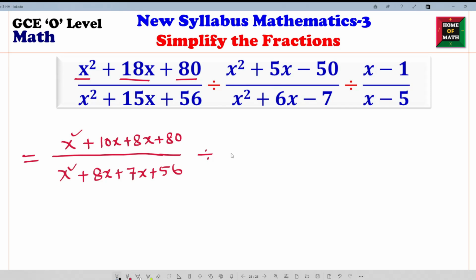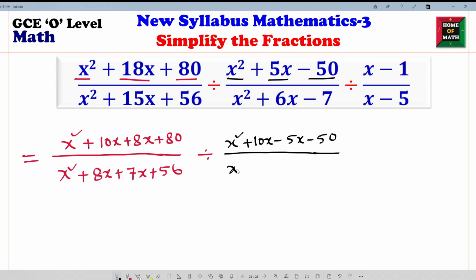Second fraction. Look, here is x square plus 5x minus 50. This one we can write x square plus 10x minus 5x minus 50. How? 10 times 5 means 50. 10x minus 5x means plus 5x.